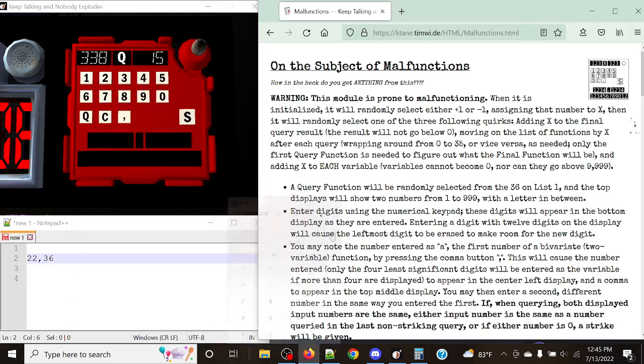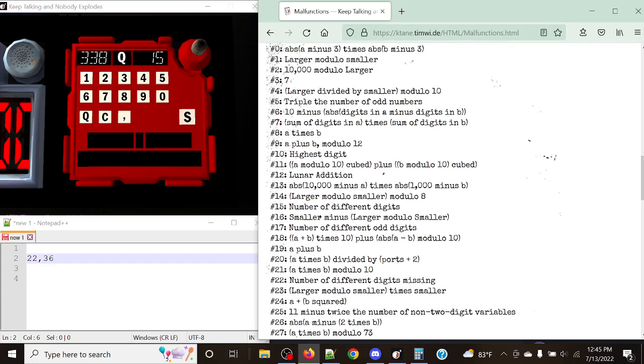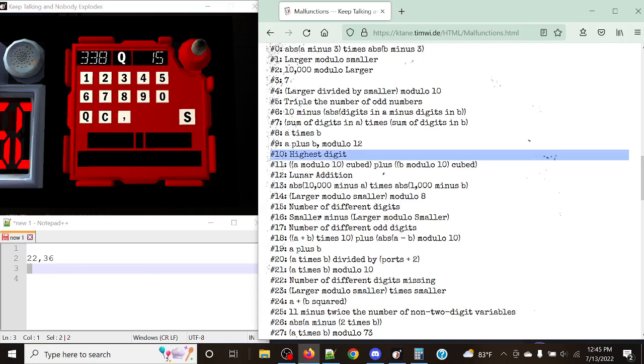And then finally, the weirdest one of them all, moving on the list of functions by x after each query. What could happen here is that the result you get is perfectly fine with what you first queried, but we can go, for example, from highest digit down to a plus b modulo 12, down to a times b, or up in the direction of a modulo 10 cubed plus b modulo 10 cubed, to lunar addition, to absolute value of 10,000 minus a times absolute value of 1,000 minus b. So it can go in a wide variety of different directions, and that's probably the one that gets people the most, the fact that it can go in different directions.